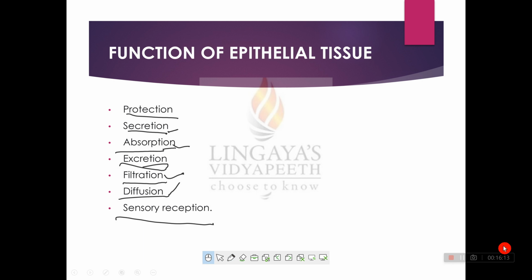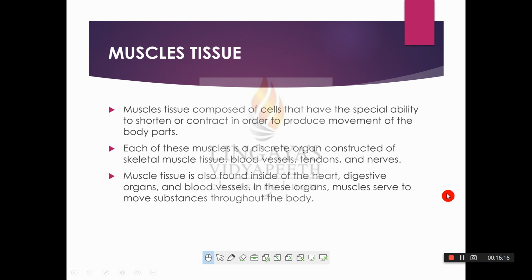Now moving on to the muscular tissues. The muscle tissue is composed of cells that have a special ability to shorten or contract in order to produce movement of the body parts. The tissue is highly cellular and is well supplied with blood vessels. The cells of muscular tissue are long and slender, so they are sometimes called muscle fibers, and these are usually arranged in bundles or layers that are surrounded by connective tissue.